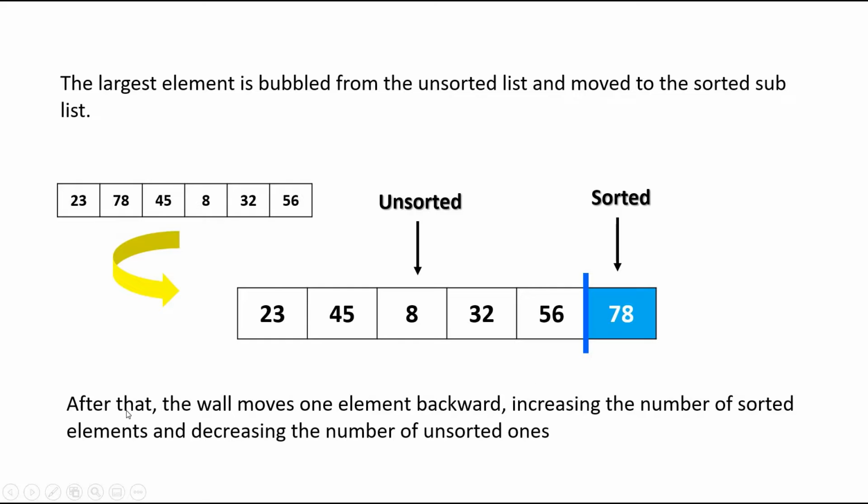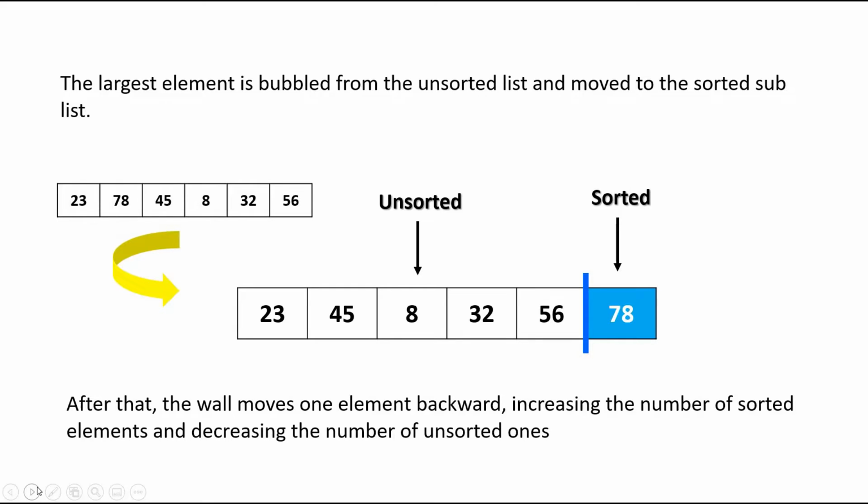And the next step is, after that the wall moves one element backward. The wall was here and the wall had moved one element backward, increasing the number of sorted elements and decreasing the number of unsorted elements. Previously, the number of sorted elements was 0, now it is 1, and previously the number of unsorted elements was 6 and now it is 5.